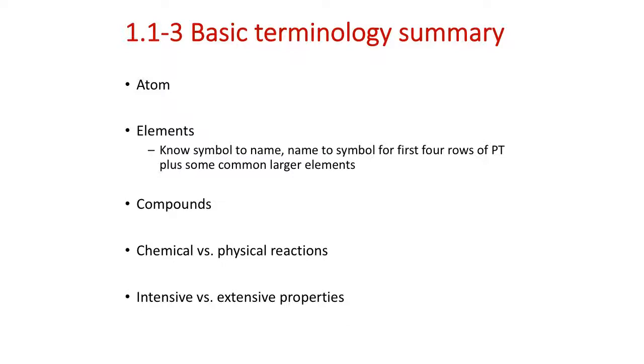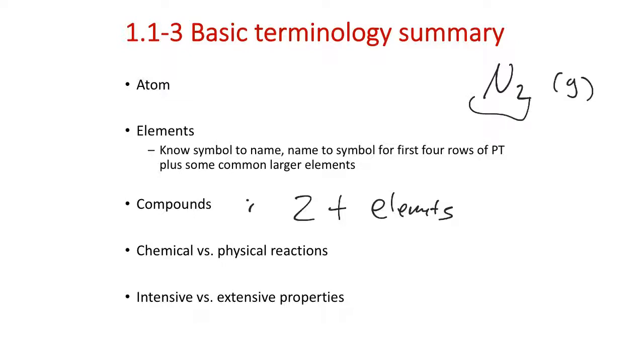A compound specifically has two elements or more. So for something to be characterized as a compound, it must contain two or more elements. For something to be a compound, we have to have some types of bonds going on between the substances, so two plus elements to be a compound. If you have something like oxygen gas or nitrogen gas, N2, 78% of the air in the room is nitrogen in the form of nitrogen molecules with two nitrogens bonded together. This is a molecule, but not a compound, because it only contains one element.